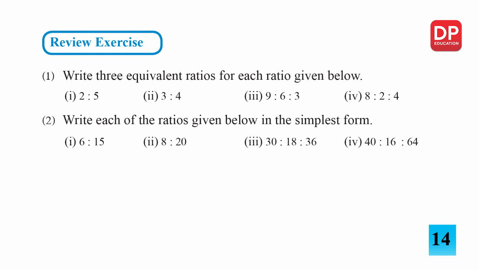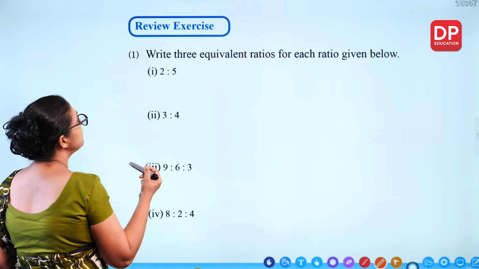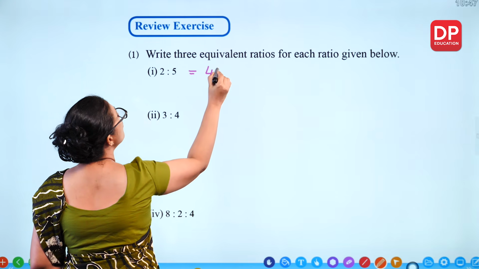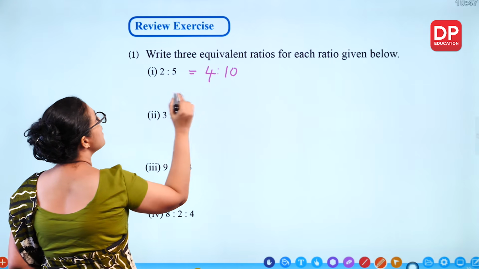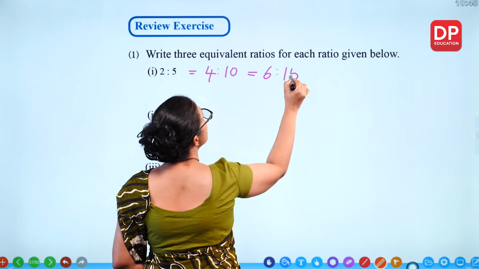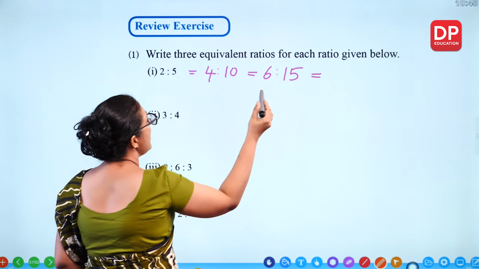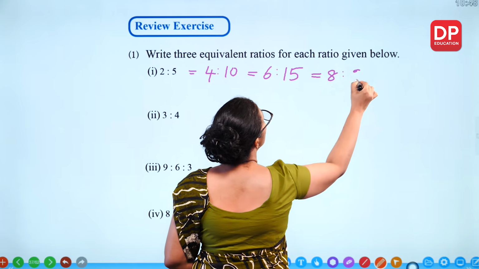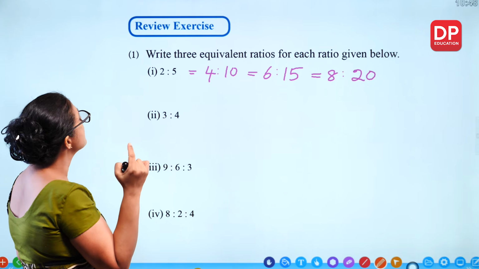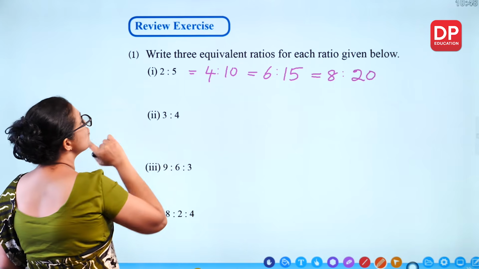Now we'll look at the review exercise. Write 3 equivalent ratios for each ratio given below. You can multiply by 2: 4 to 10. Multiply by 3: 6 to 15. Multiply by 4: 8 to 20. So 4 times 2, 8, 8 to 20. So those are the equivalent ratios for 2 to 5.